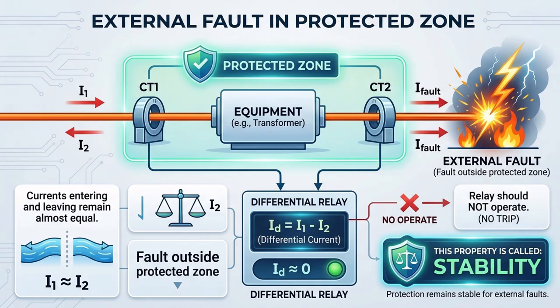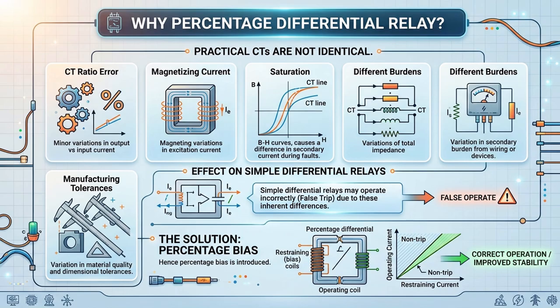Now, let's look at an external fault. The fault is outside the protected zone, so the current entering and leaving are almost equal. The differential current is nearly zero. So, should the relay trip? No, it remains stable. That's why we call this property stability.